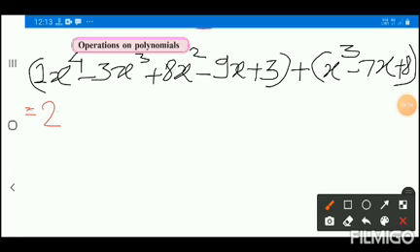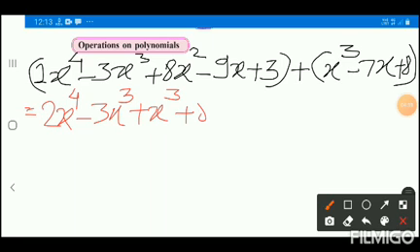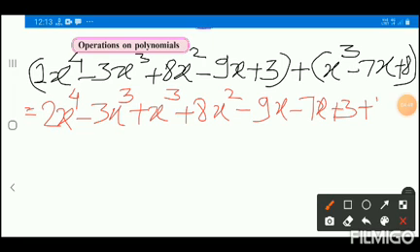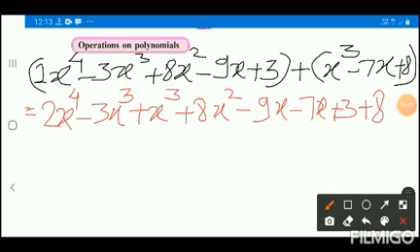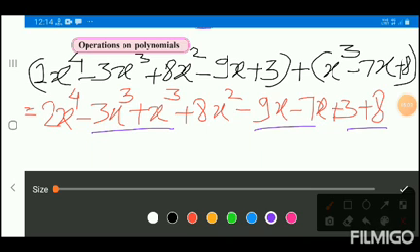Okay, now first of all I have to write the like terms here. You can see there is no other term with x raised to 4, so I will write that as it is, minus 3x cube, and the like term from the second bracket is plus x cube, which we have to write with its sign, plus 8x square, a single term, minus 9x, from the second bracket minus 7x, plus 3 plus 8. Now I will underline the like terms, these two and these two.